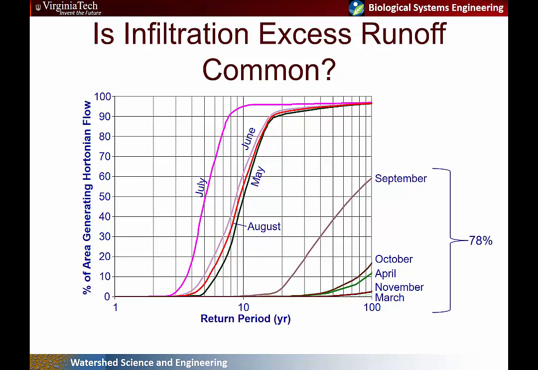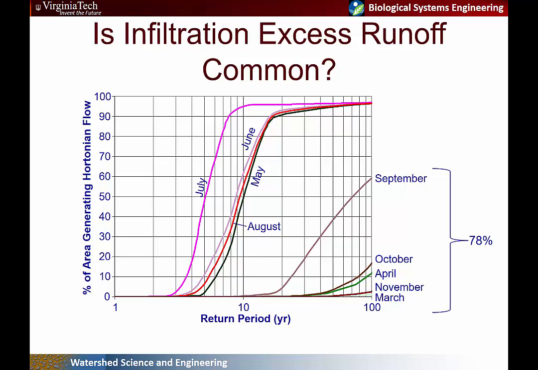And what you see here is that during the time of the year when we get most of our precipitation, 78% of it falls from March through September, it's very rare to see any infiltration excess runoff being generated. You need to be above a 10-year return period storm before you start seeing really any area with watershed generating infiltration excess runoff during this time of year.